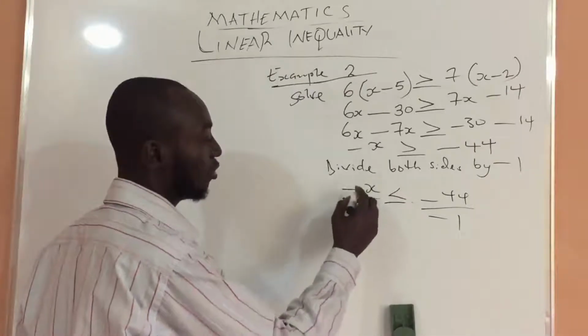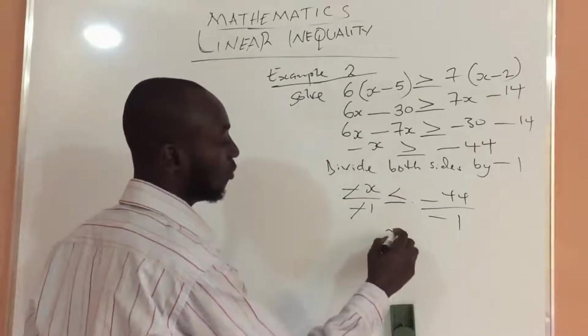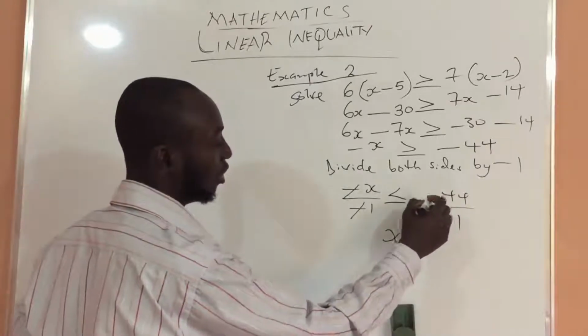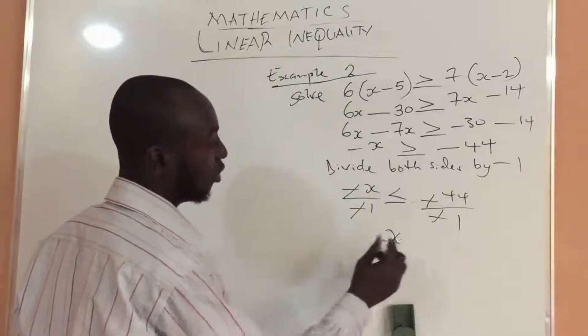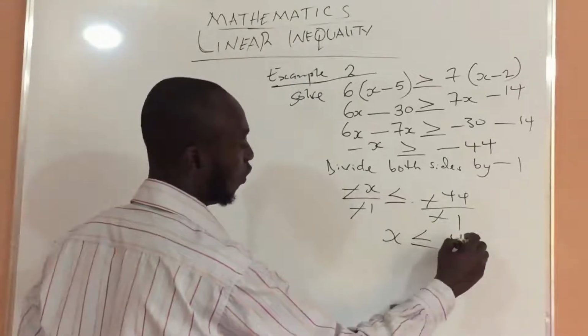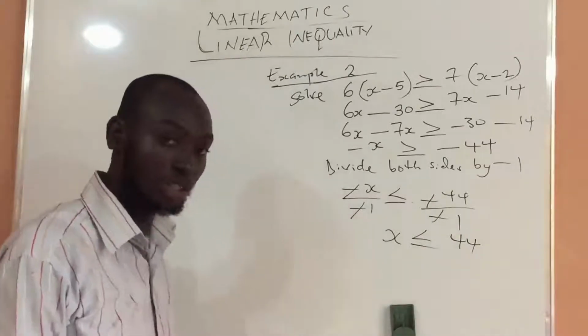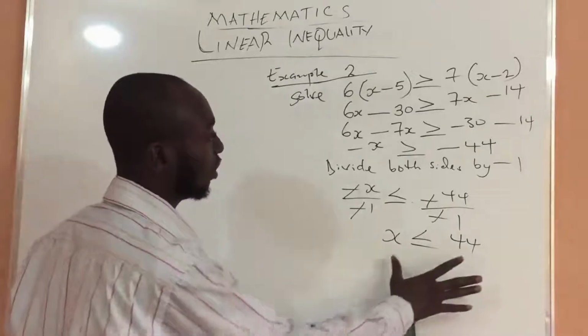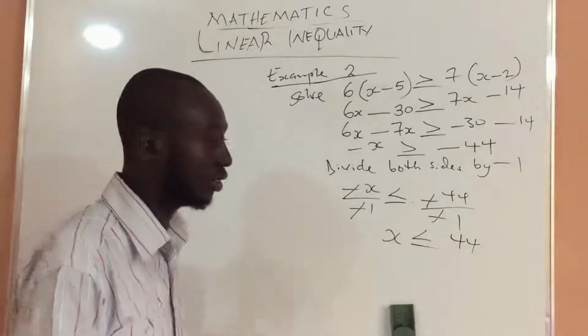So this minus cancels this minus here. So I have my s now. Minus will cancel this minus here also. So I'm going to have my s is less than or equals to 44. So this will be my answer. So my s is less than or equals to 44. So that's my answer.